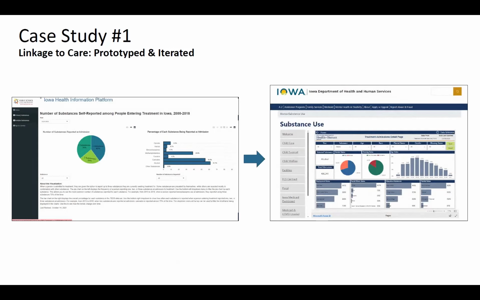So this was a great example. But what was really cool is after the merger happened, this was the first data dashboard that the new entity of Health and Human Services created. And they did it because it was human-centered. And they felt like, we're going to start here, we're going to make this our showcase, and then we'll move on to the other ones.